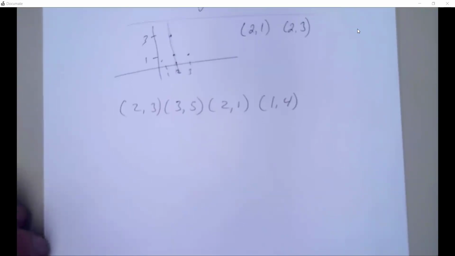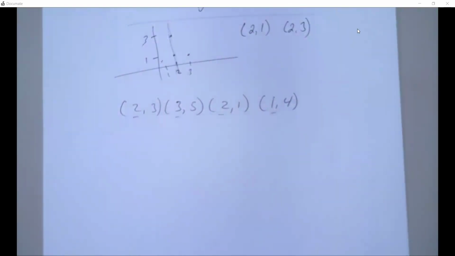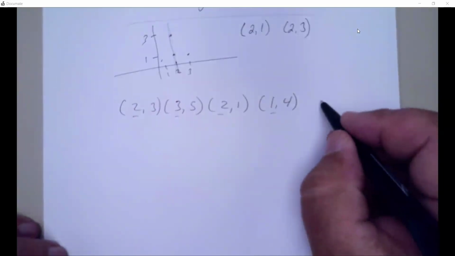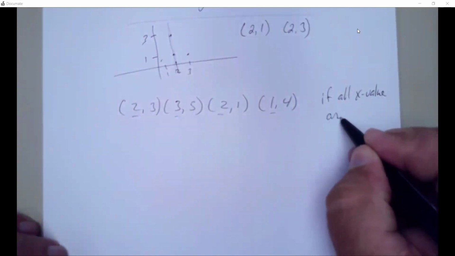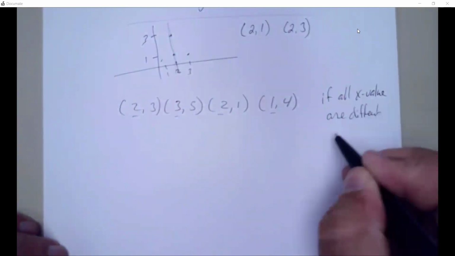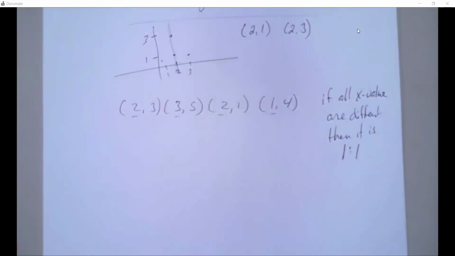if I give you a series of points, and I ask you, is this one-to-one? The only thing you have to do is look at the x values. If all x values are different, then it is one-to-one. That's the main thing. Where it goes to 2 twice, it's not.